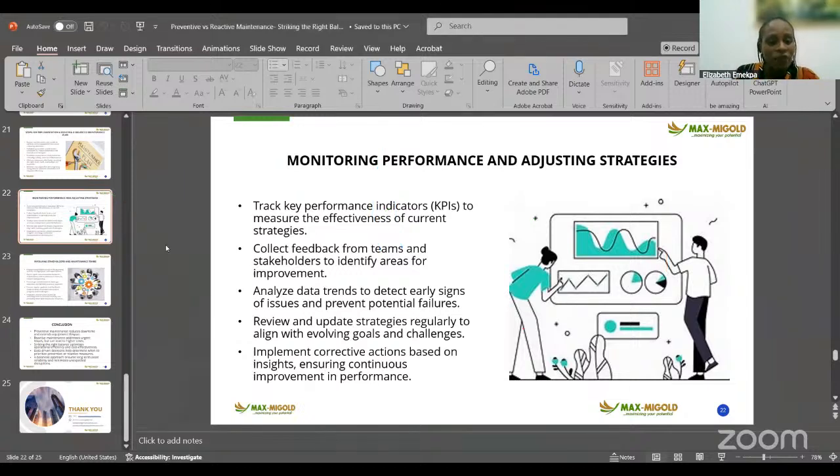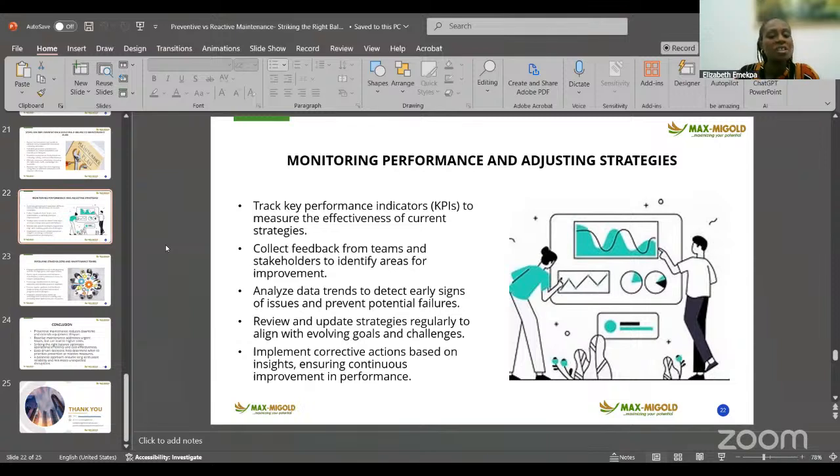Analyze data trends to detect early signs of issues. You check: last year, around this period, this is what happened, this is how it happened. Your data is intact. Use it to check your assets. Go back and check. If you are having a frequent issue on similar or different equipment, how was it handled? What did you do? Even if you are changing contractors, for example, what did the previous contractors do?